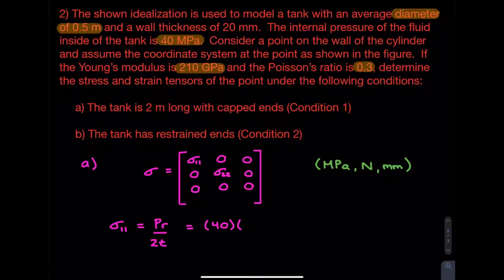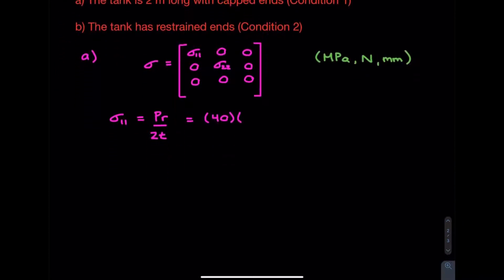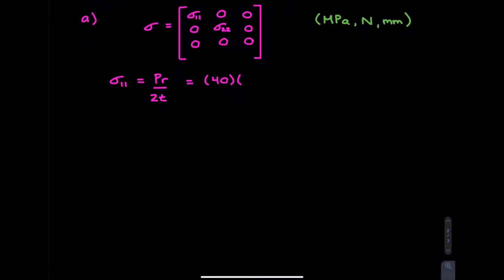So what I'm going to do is come down here. Again, I know the radius is 0.25 meters, but that is the same as 250 millimeters. So it's very important that we have that in millimeters, because if we come down below, we multiply 2 by the wall thickness. Well, the wall thickness we were given as simply 20. And if I were to go 0.25 divided by 20, well, of course, my answer is going to be a lot different than if I go 250 divided by 20.